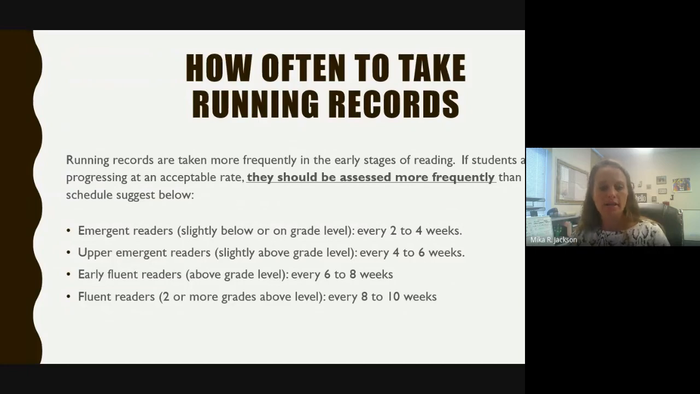For those, 2 to 4 weeks. And then you've got your kids who are a little above grade level. So if they're a little above a first semester reader in the first semester, maybe you would do them every 4 to 6 weeks. I think 6 is a little too long in my personal opinion. But early fluent readers, so you're above grade level, every 6 to 8 weeks. And when you've got fluent readers, you do not need to test them all the time. You should be working on more reading skills like author's purpose and doing book studies and things like that. So every 8 to 10 weeks would be fine for them.